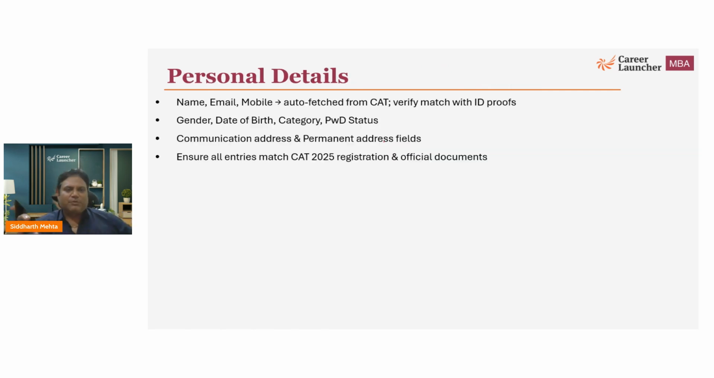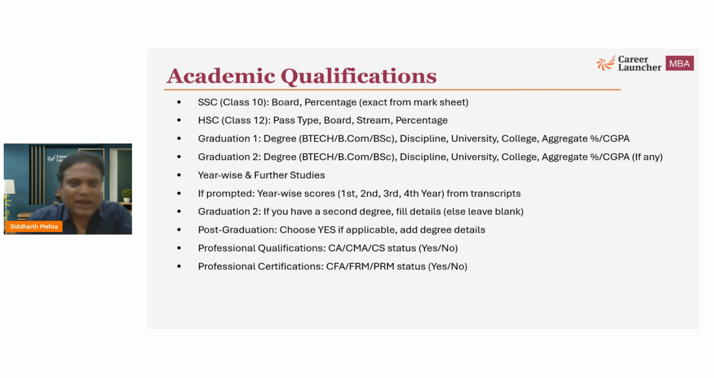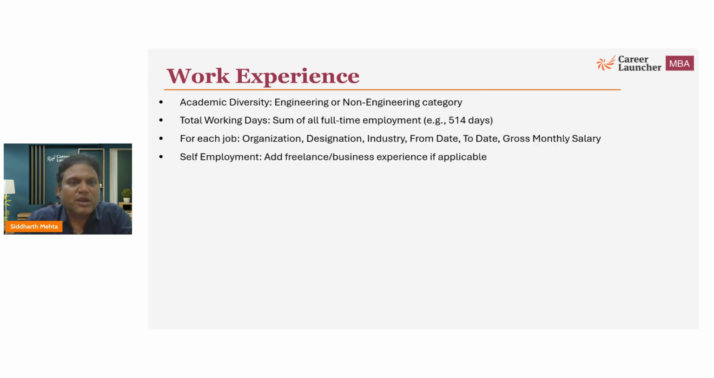Now personal details, that you have to fill in, but please keep one thing in mind: whatever information you are filling in here should match the information that you have filled in the CAT form. That is very, very important. So all the documents, all the things that you are going to fill in this form have to be the same as the CAT form. This is academic qualification, once again something which is very factual, and you can fill it up by picking the right options from drop-downs.